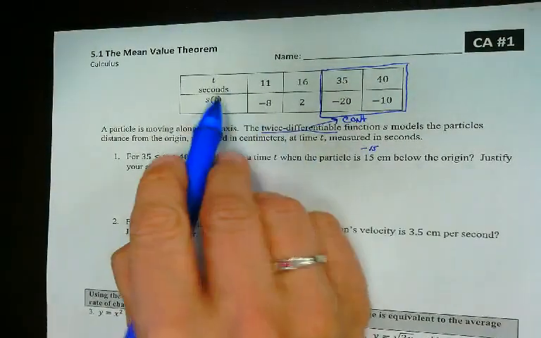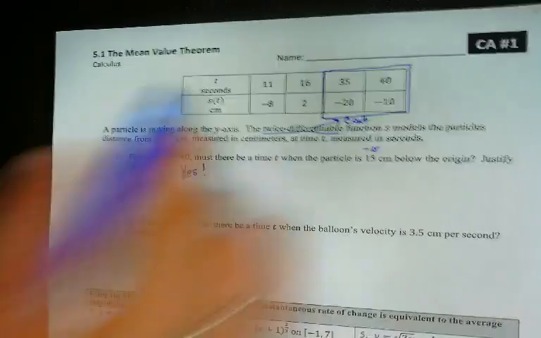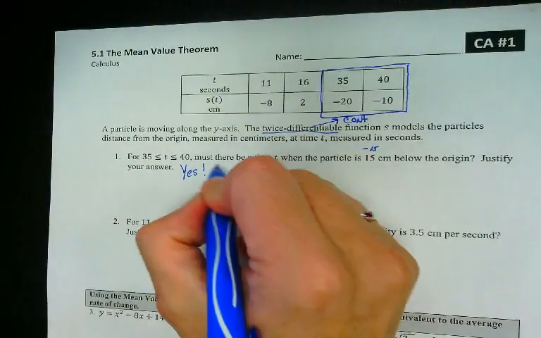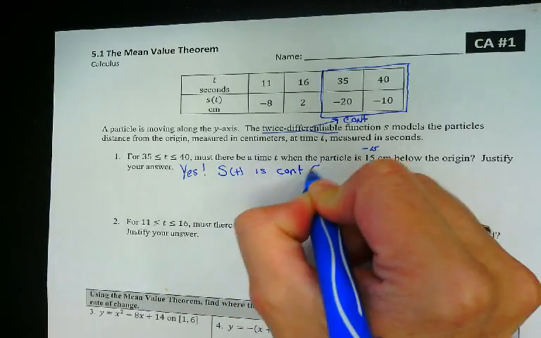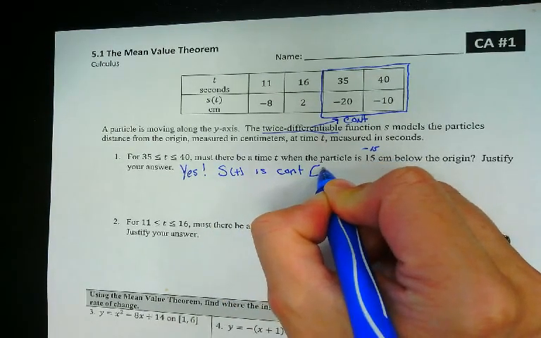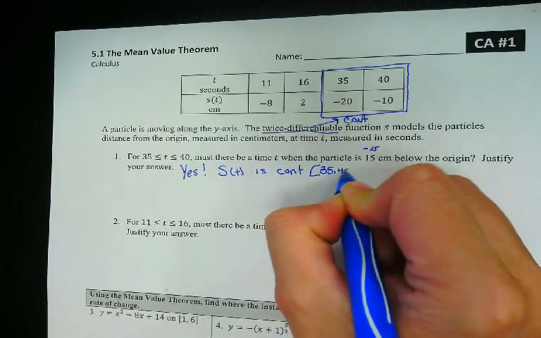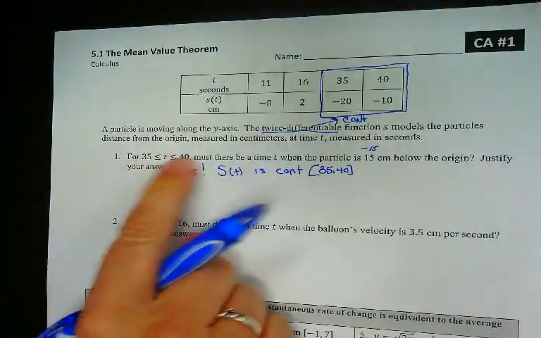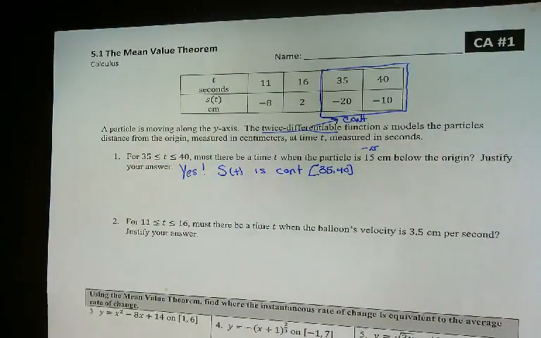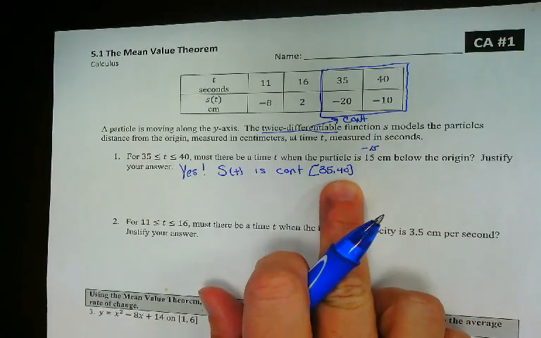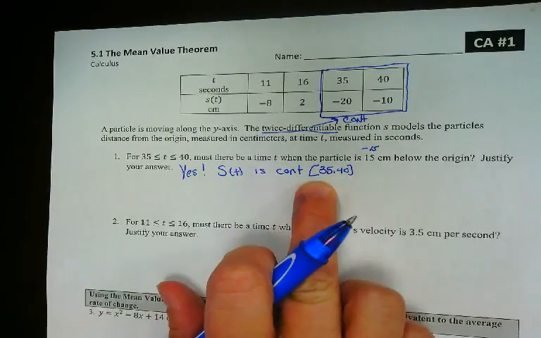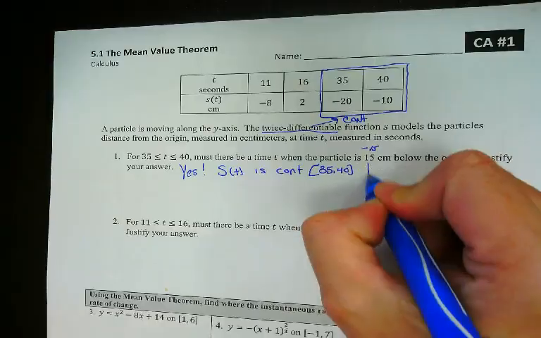So S of t we're talking about. Now, some people wrote f of x. There's no f in here, remember. S of t is continuous on the closed interval 35 to 40. You could go wider, 11 to 40, but they specifically asked about this section. So I first have to establish that S of t, again, not f of x, is continuous on the closed interval.